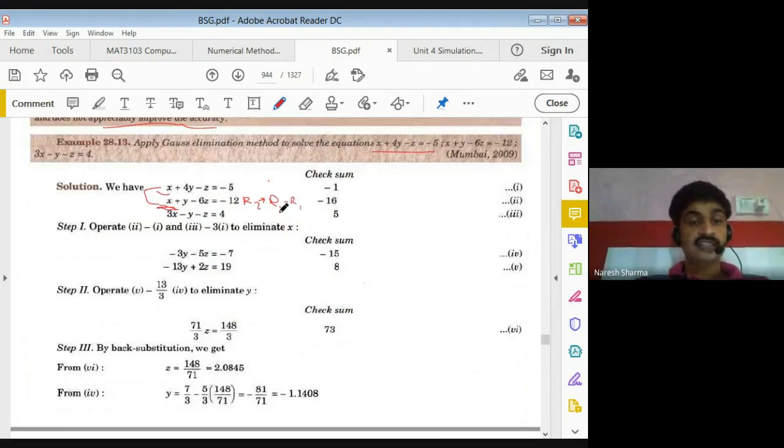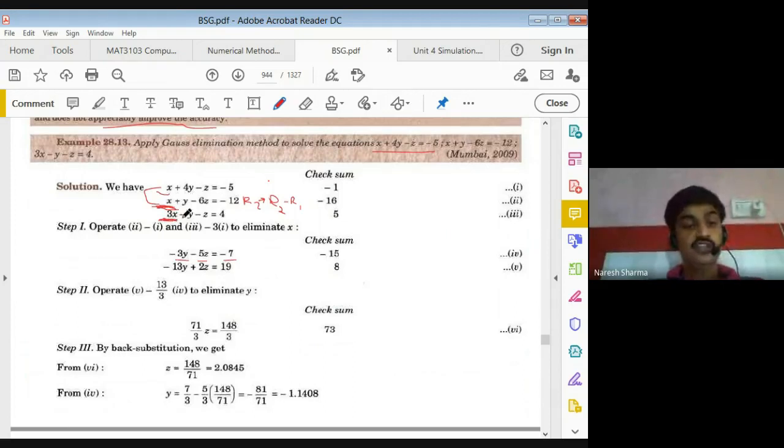So once you do that, you can see here x minus x in the second row is 0, y minus 4y is minus 3y, then minus minus z is plus, so it is minus 5. Similarly, minus 12 minus minus 5, that is plus 5, that is minus 7. In the same step, we can make this 0 also. So we are trying to eliminate x from the second equation, and also from the third equation.